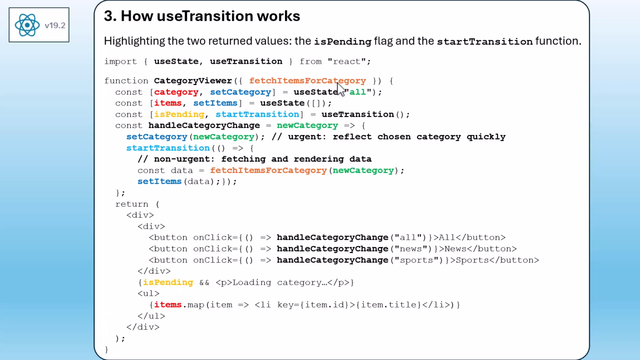3. How useTransition works. When you call useTransition in your component, you get back two things. One is a Boolean flag that tells you whether a transition is pending, and the other is a function you can use to mark one or more state updates as part of the transition. When you call that function and pass in your update logic, React marks those updates as lower priority. Any urgent updates, for example inputs or clicks, can interrupt or preempt them. While the transition is in progress, the pending flag is true, and you can use that to show loading state or visual feedback. Once the transition completes, the flag goes back to false.